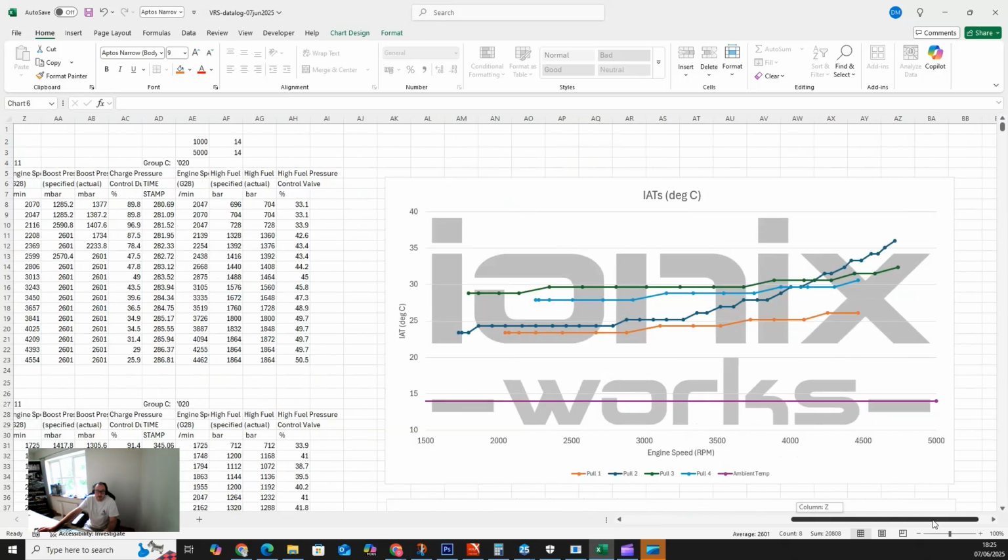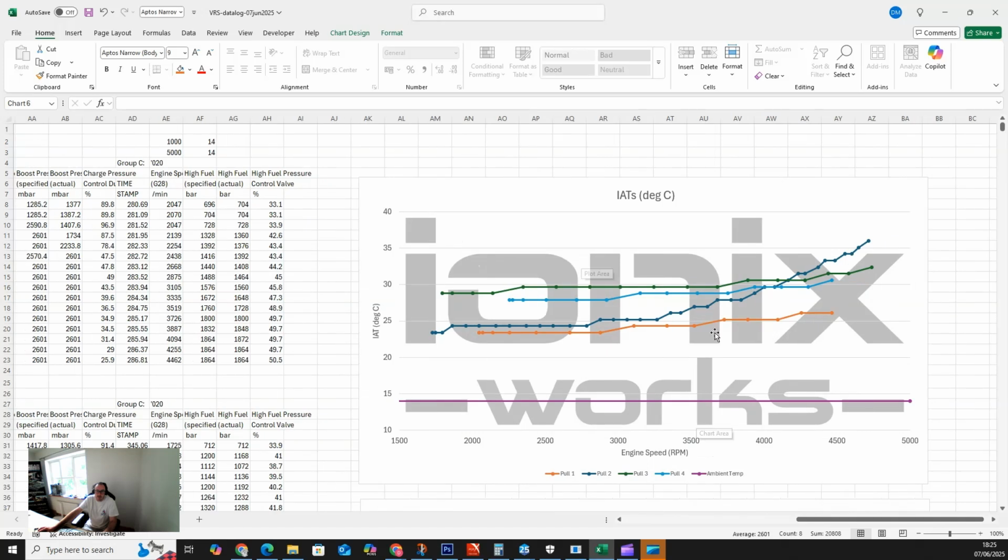So what's worth noting here, the first thing I've plotted is this line down the bottom. This is our ambient air temperature here in Kilcolgan, County Galway. A balmy 14 degrees Celsius. So why have I stuck that on here? If you think of any charge cooler, and this one specifically is air to air, so it's a front mount intercooler, and that's the factory setup.